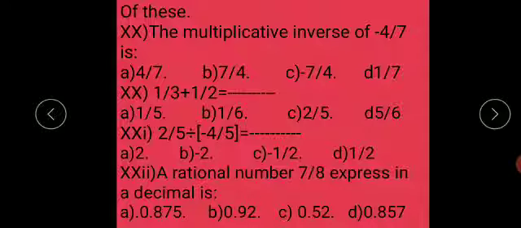Twentieth part is the multiplicative inverse of minus 4 over 7 is 4 over 7, 7 over 4, minus 7 over 4, or 1 over 7. Twenty-first part is 1 over 3 plus 1 over 2 is equal to 1 over 5, 1 over 6, 2 over 5, or 5 over 6.